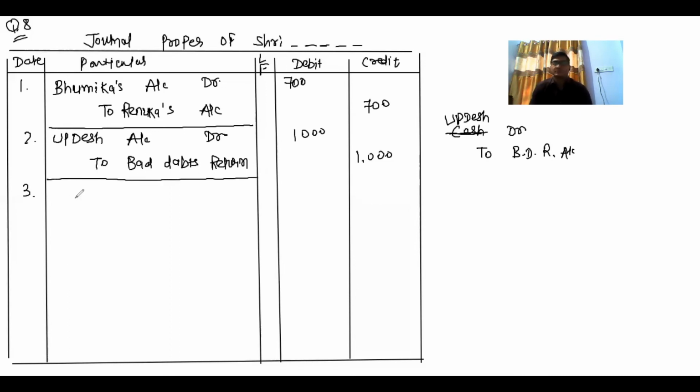Then point number 3, 800 paid to Sharma is debited to Verma account. Paid to Sharma, actually Sharma account should be debited, but here they have debited Verma account. So reversely, we have to do Verma's account credit and Sharma account debit. Once again, we have paid to Sharma, so Sharma account is to be debited, but wrongly they have debited Verma. So now Verma account credited and Sharma account debited. Amount is 800.